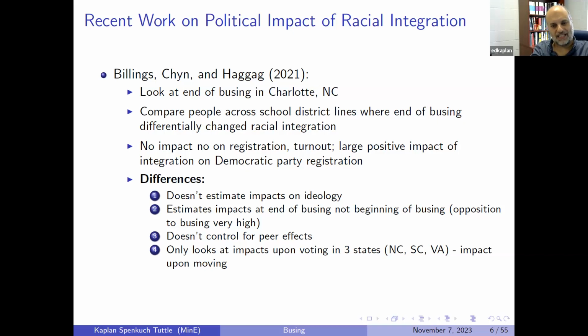Third, we're going to estimate impacts at the beginning of busing. They, by contrast, look at the impacts of ending busing. And our effects are actually really surprising, precisely because 98% of whites were opposed to the busing plan at the time. Fourth, we're actually going to look at a situation where we effectively control for peer effects. They interpret their results as due to peers being integrated. And we're going to argue that our results are not due to that at all.